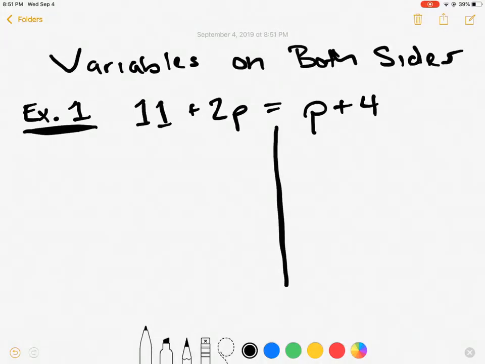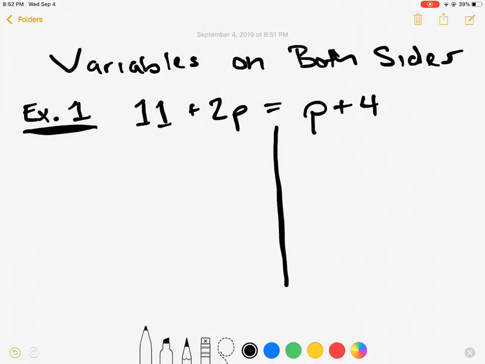To start with, make sure you draw your line down the center of the equal sign, so you've got the left side and the right side of the equation. And to begin with, we're going to start with isolating the variable p on one side. If we're solving for p, we've got to make sure that variable's on one side of the equation so that we can ultimately solve our problem.